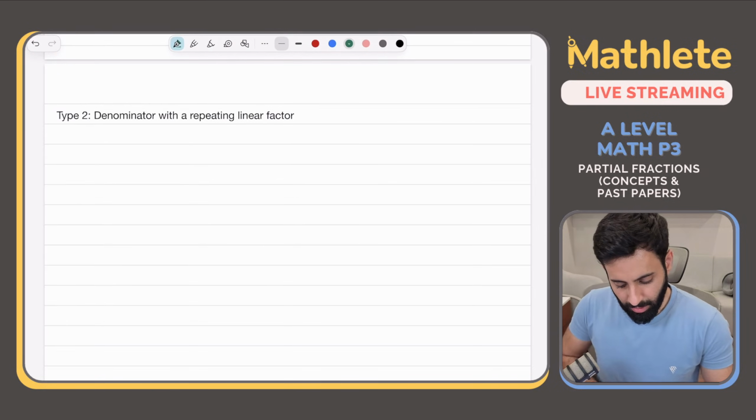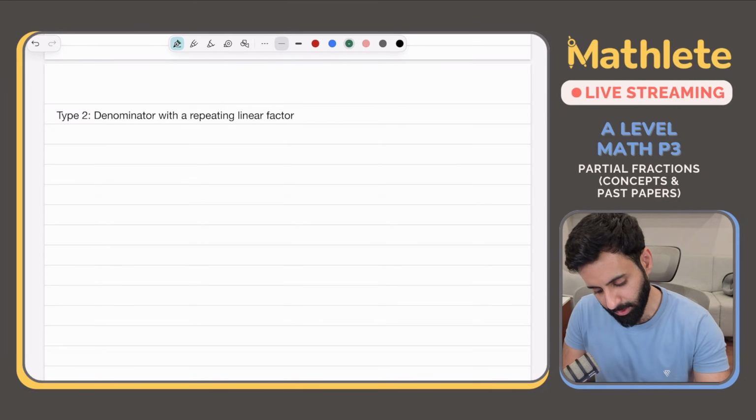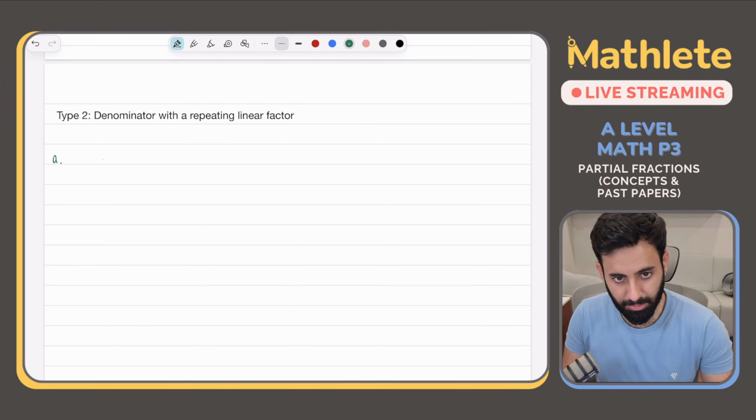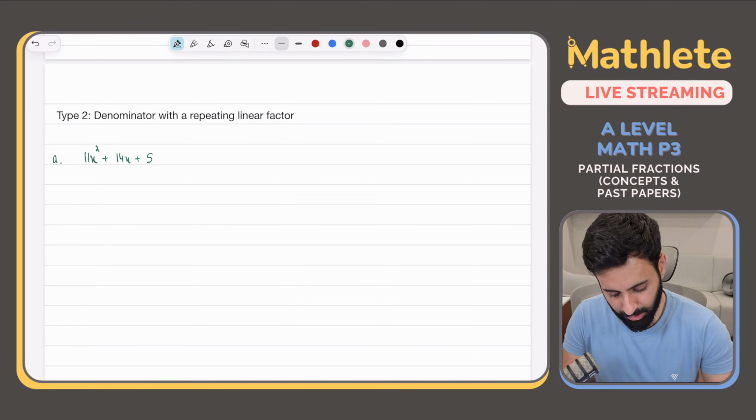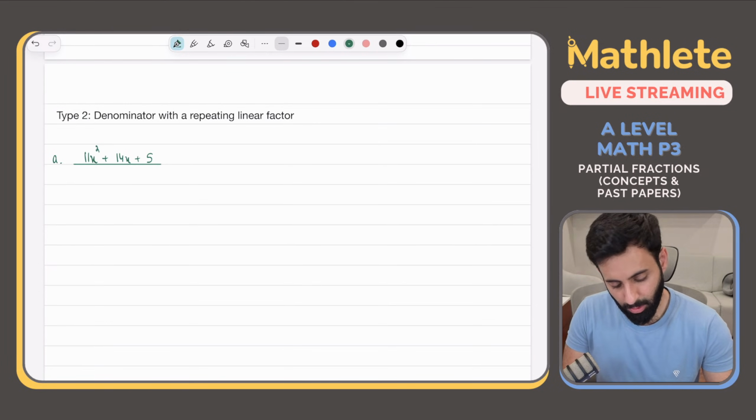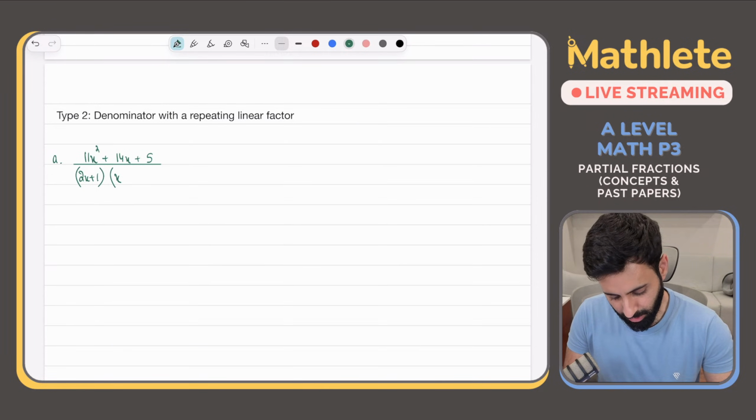अच्छा, then comes type 2, which is a denominator with a repeating linear factor. ठीक है? What does that look like? Let's have a look. So it could be something like this. 11x square plus 14x plus 5, this is also a past paper question by the way, over 2x plus 1 into x plus 1 the whole thing square.